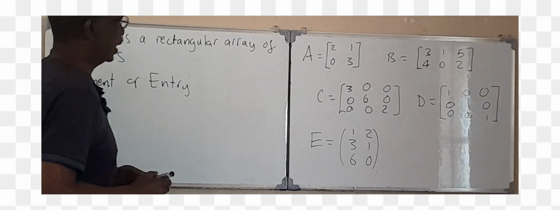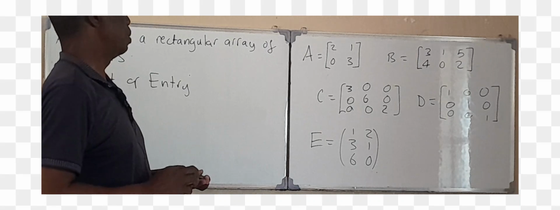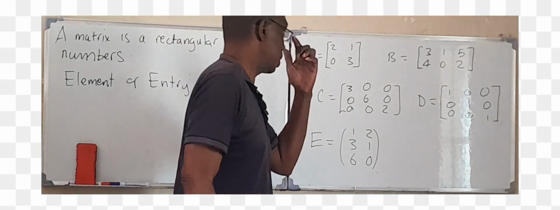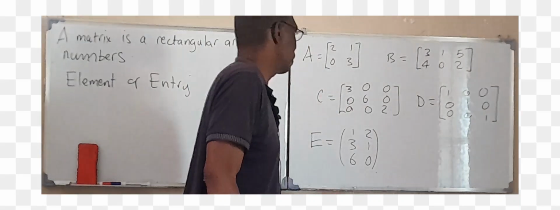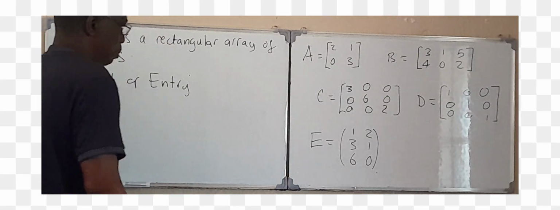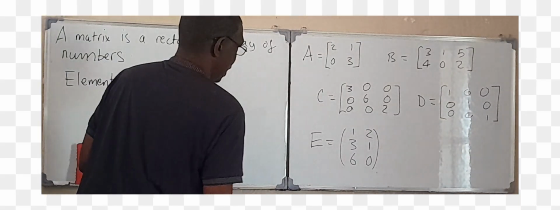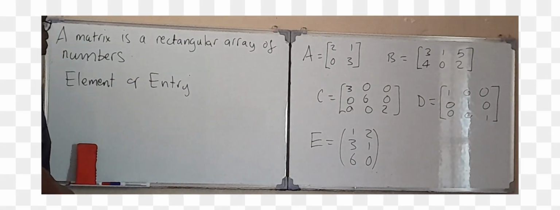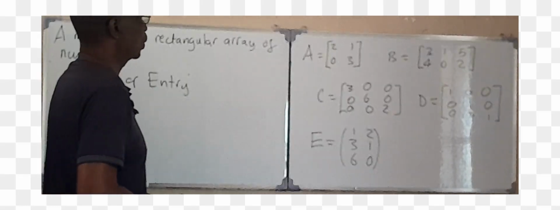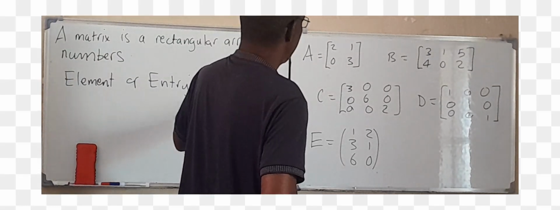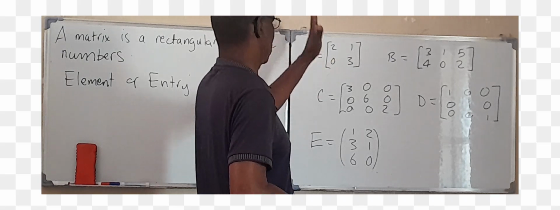So matrix A has 4 elements, matrix B has 6 elements, matrix C and D have got 9 elements, and matrix E has got 6 elements. Now, what is the size of a matrix? First of all, let's look at how the numbers are arranged. They are arranged in rows and columns.